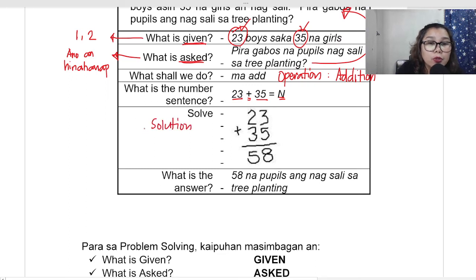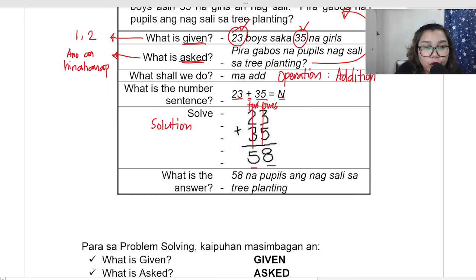Ano ang gagawin mo doon sa plano? So, this is what we are going to do. 23 plus 35. Isinulat ng pababa. So, ganyan. They are aligned. Ang ones and then ang tens magkakalinya para it will give the correct answer. So, 3 plus 5, 8. 2 plus 3, 5. So, the answer is 58.